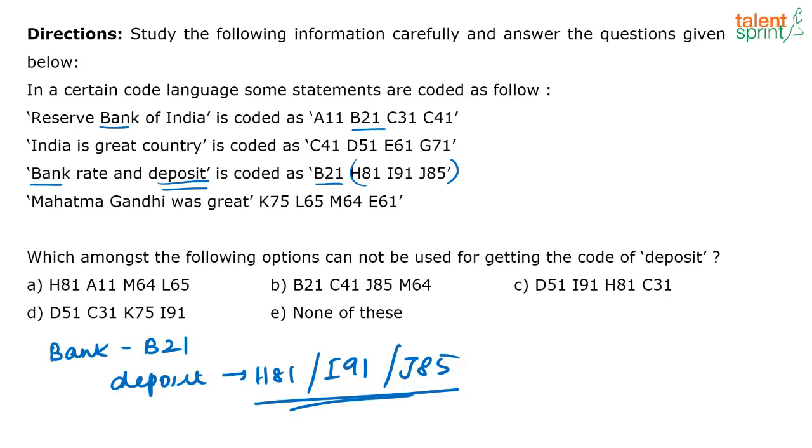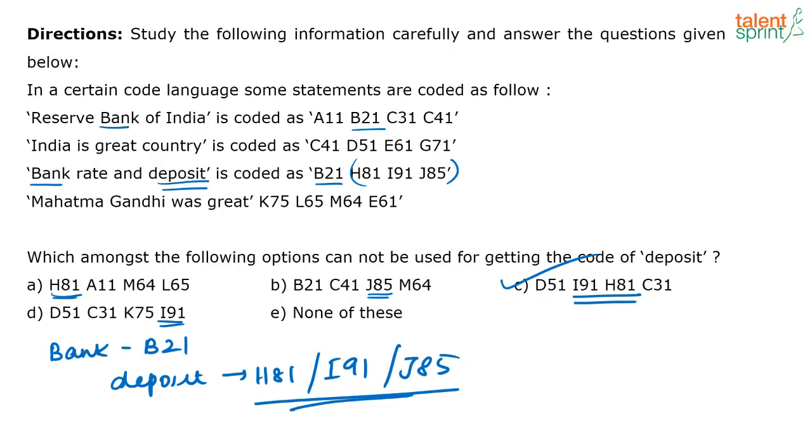So if you look at the options, see here H81, I91 and J85. If you see very clearly in this option C, I91 and H81 are coming together. Here there is only J85. Here only H81 is there. Here only I91 is there. Here more than two of the same things come. So this is the odd one. Without using that, definitely you cannot find out.